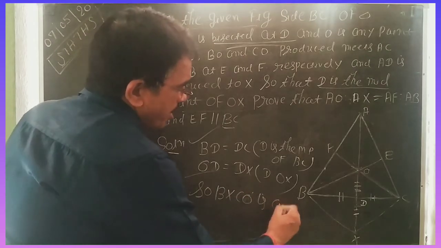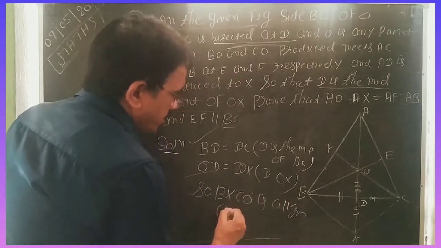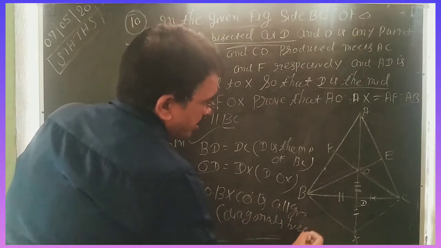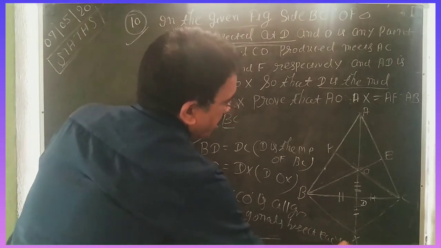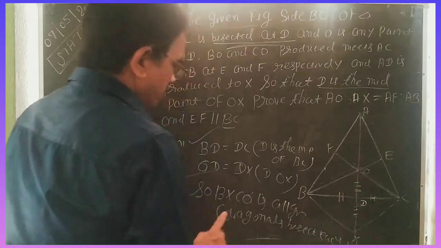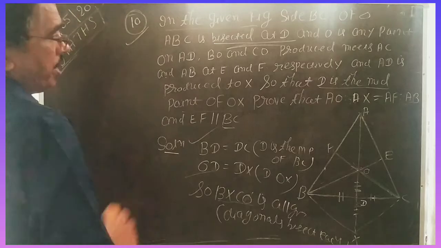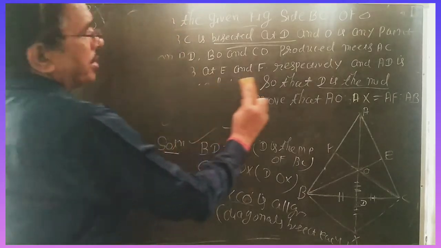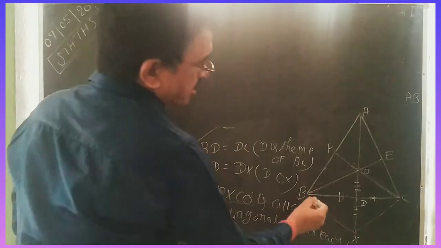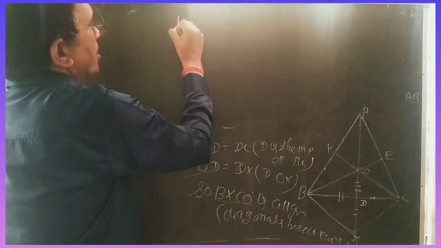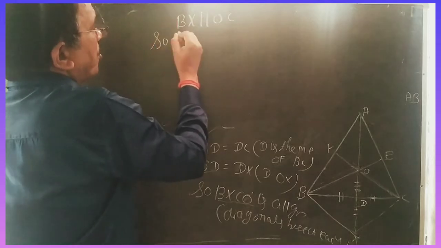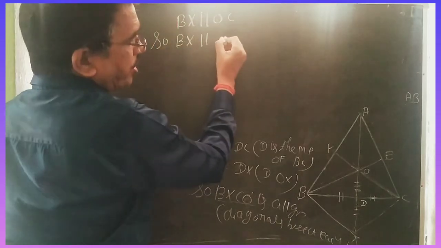So OBXC is a parallelogram because the diagonals bisect each other. This is from class 9: in a quadrilateral, when the diagonals bisect each other, then it is a parallelogram. If it is a parallelogram, then its opposite sides are parallel. So BX is parallel to OC, so BX is also parallel to OF.